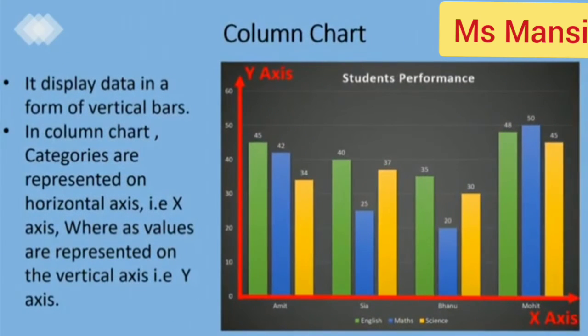What is column chart? It displays data in the form of vertical bars. In column chart, categories are represented on the horizontal axis. For example, this is your x-axis and this is your y-axis. Okay, and y-axis represents the vertical axis. Clear? In x-axis, like student name, and in y-axis we can define the vertical axis with values like 0, 10, 20. This is the column chart. Clear? In this column chart, we can represent the student performance in x-axis and y-axis.